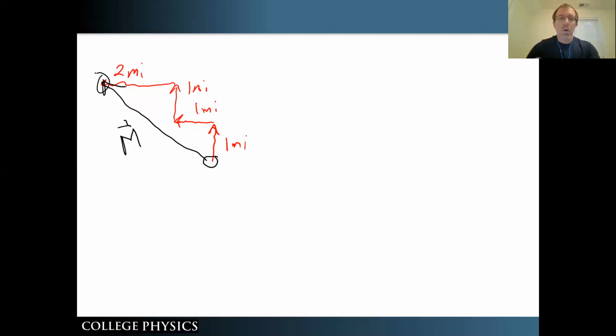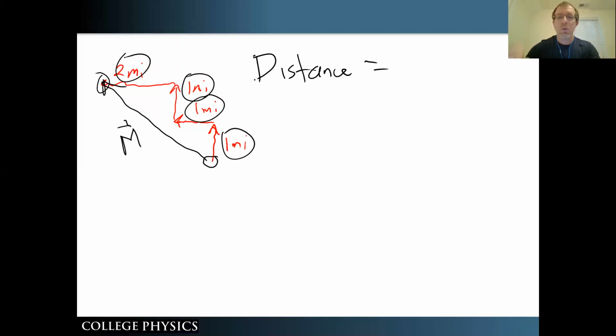All right, so we're asked, what is the distance that Mary has traveled? Well, I think the distance here is pretty clear. She goes 1 mile, and then another mile, and then another mile, and then 2 miles. So the total distance she's driven is 5 miles. Now, on the other hand, we're asked for her displacement.